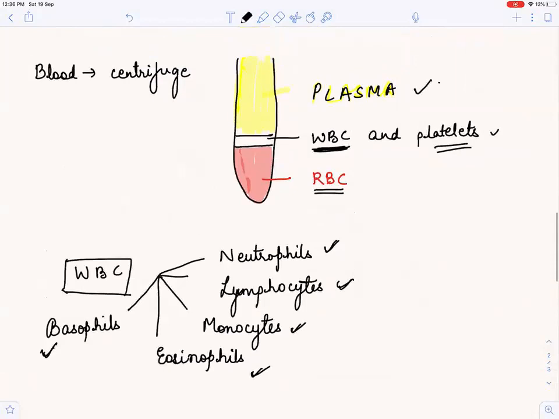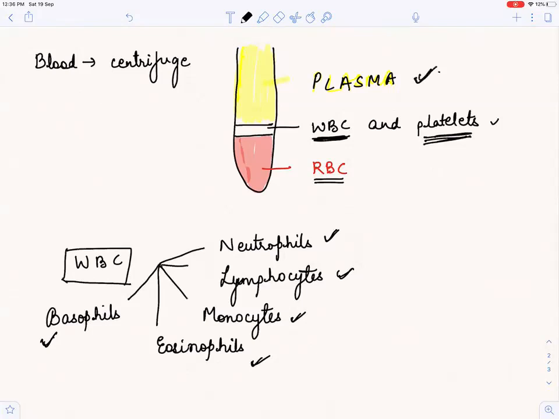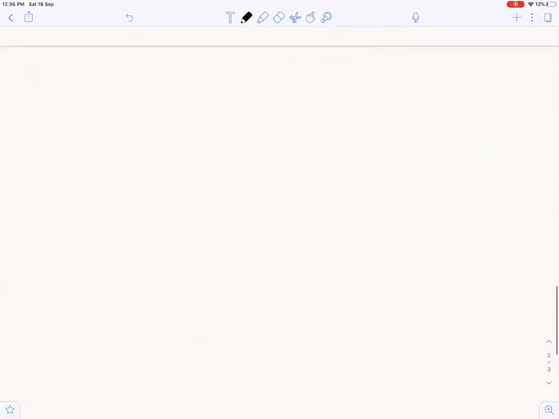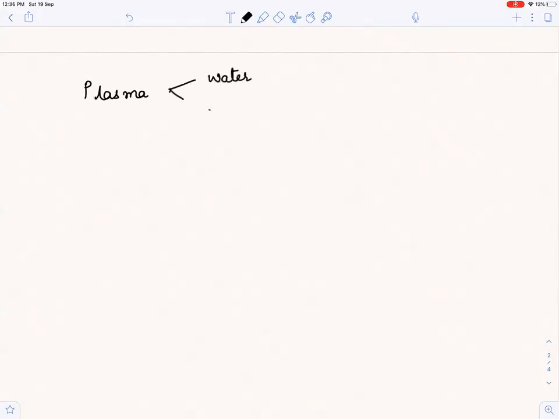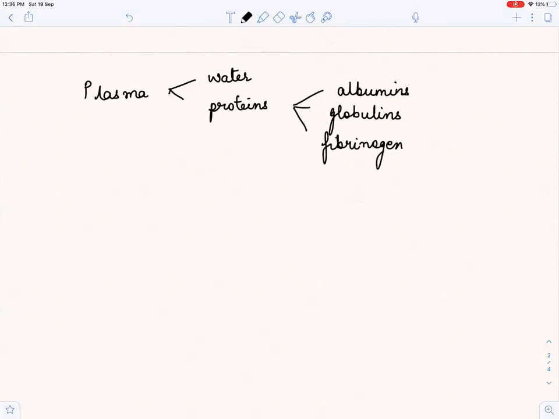Now we saw WBC. Now let us see something about plasma, right? So we'll do all these things in detail, don't worry. I'm just giving you a broad outline. So what does plasma have? Plasma, obviously it is watery, so it has water, it has proteins. And what are the major proteins that are present? You have to remember the names: albumins, globulins, and fibrinogen. When we're doing blood clotting, then we will use these words.